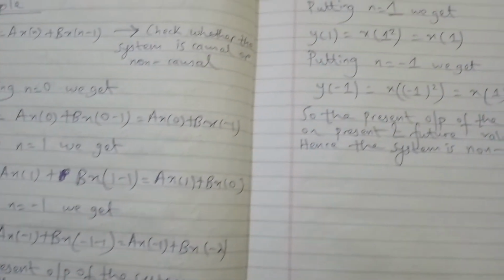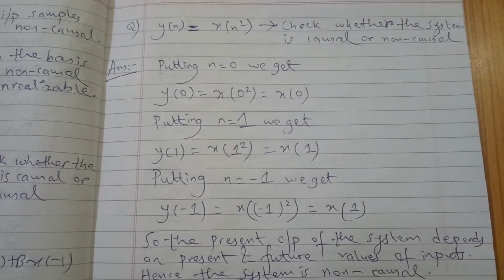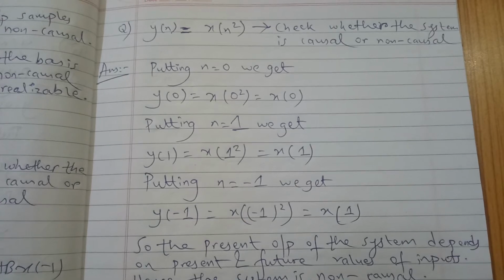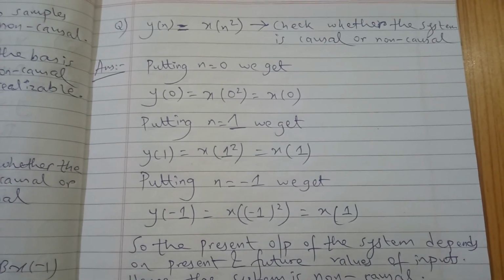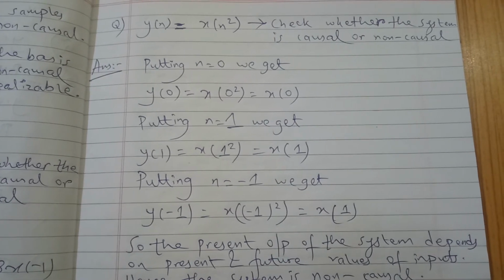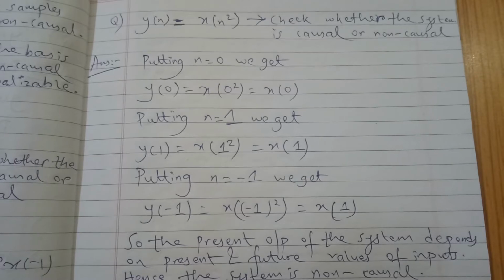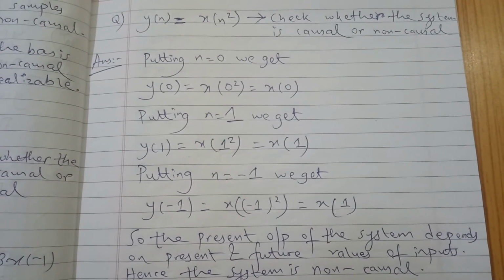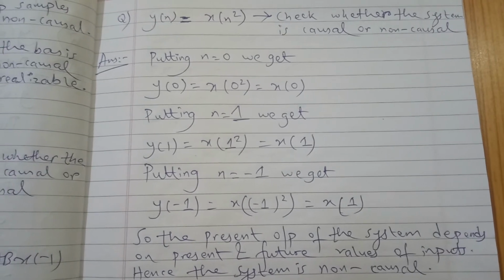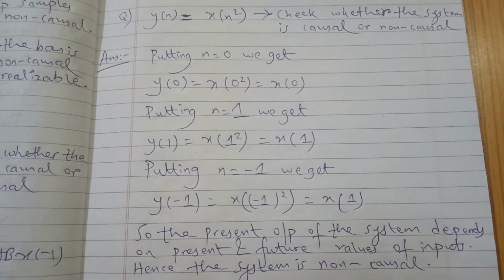Now moving on to the next example, we have y of n equals x of n square, and we need to check whether the system is causal or non-causal. Putting n equals 0, we get y of 0 equals x of 0 square, which is x of 0. The present output of the system depends only on the present input. Putting n equals plus 1, we get y of 1 equals x of 1 square, which is x of 1. So the present output depends only on the present input.